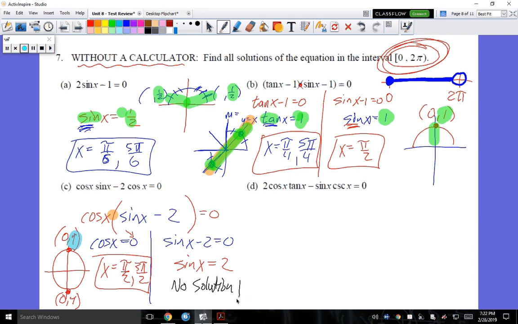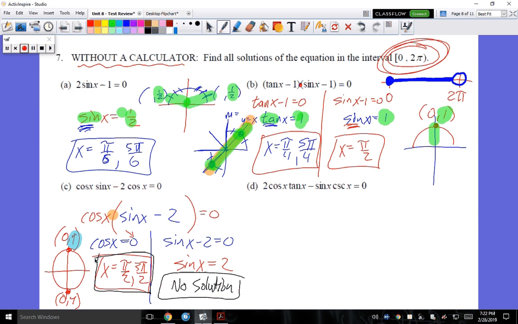We have pi over 2 and 3 pi over 2, as far as where the cosine is 0 over here. So you'll have pi over 2 and 3 pi over 2. Looks like they'll be the answers there. Alright, so now let's go to D.